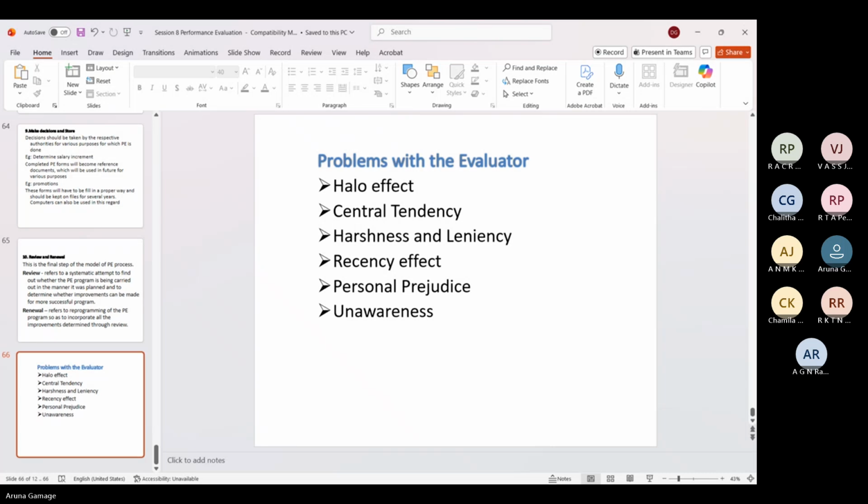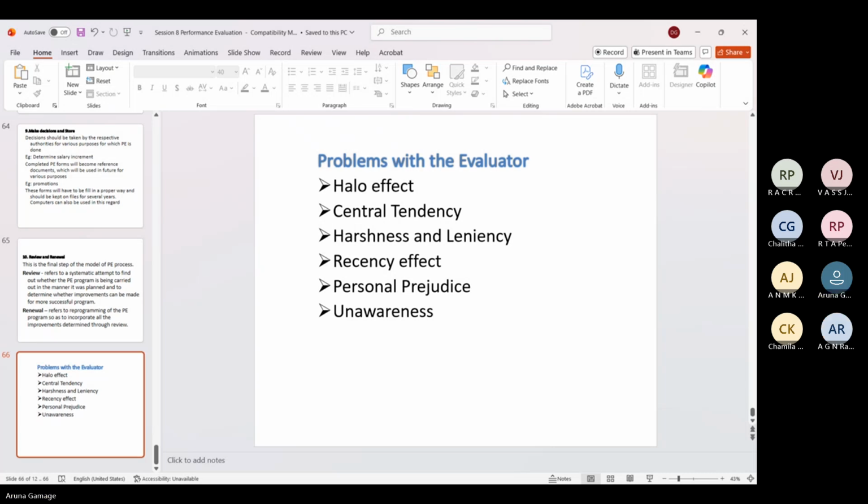Recency effect. We understand that this is a serious problem due to retentive power. Many things may be forgotten. In order to face that, we can use the critical incident method. Ask evaluators to keep some entries with regard to positive and negative readings.